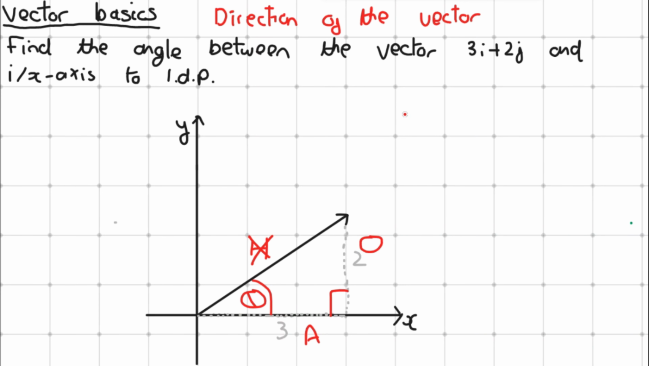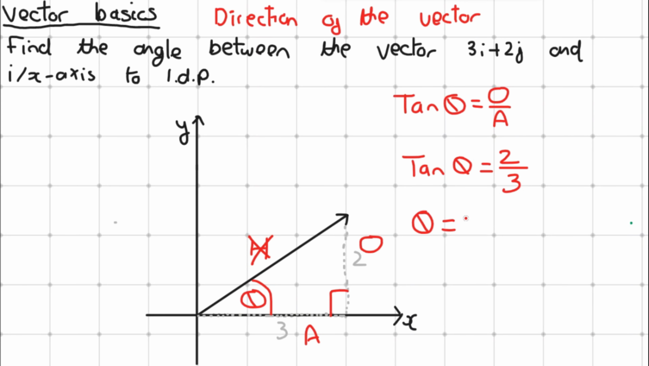So therefore, if you remember SOHCAHTOA, we can use tan theta is equal to O over A. And then we can just plug in the values. So tan theta, because we don't know theta, is equal to O, which is 2, over A, which is 3. Remember, we know this because the vector is 3i plus 2j, and we know what it goes in the x and the y direction. So therefore, theta is equal to the inverse tan of 2 over 3. And if you put that into your calculator to 1 decimal place, that will come out as 33.7 degrees.